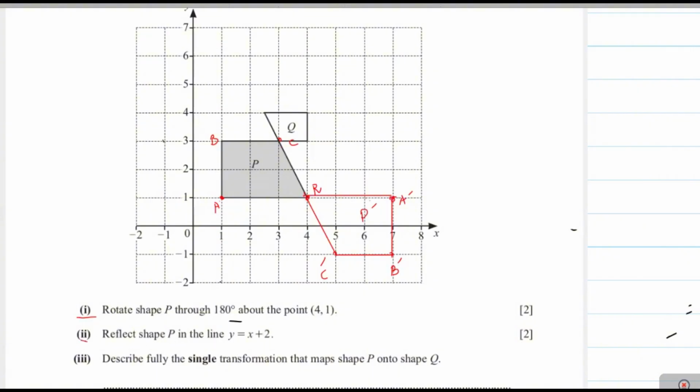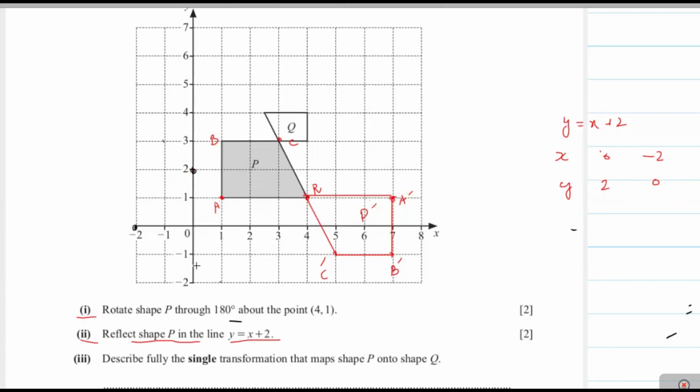Next, the second part: reflect shape P in the line y equals x plus 2. Reflection of this shape P in the line y equals x plus 2. Firstly, we will draw the line y equals x plus 2. Take some points x to draw the line. Let x equal 0. The value of y will be equal to 0 plus 2, which is 2. If we take x equal to -2, then y will be equal to 0. Now we join these points. This is the position (0, 2), and this is (-2, 0).